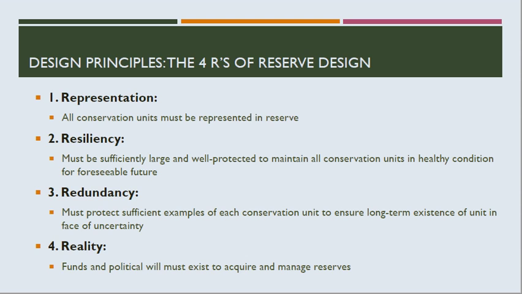or the maximum number of conservation units, which could be species or populations of those species, are represented in the reserve. Secondly, the reserve needs to be resilient. By resilient, it means that the reserve is able to survive perturbations, catastrophic events, whether they be called stochastic events or catastrophic events, it doesn't really matter, but they must be able to survive that.